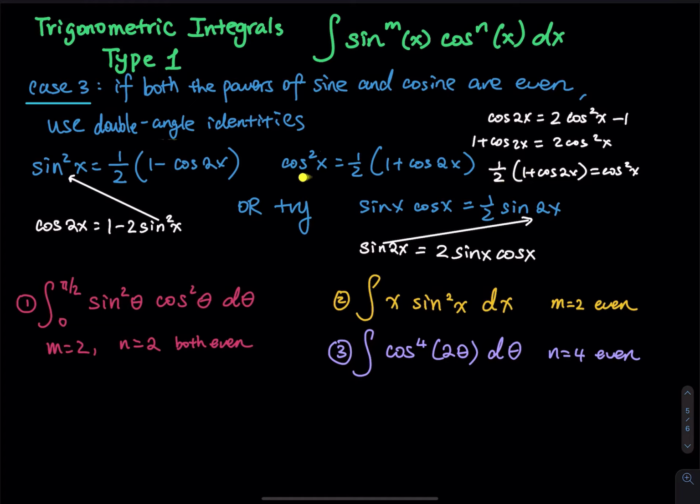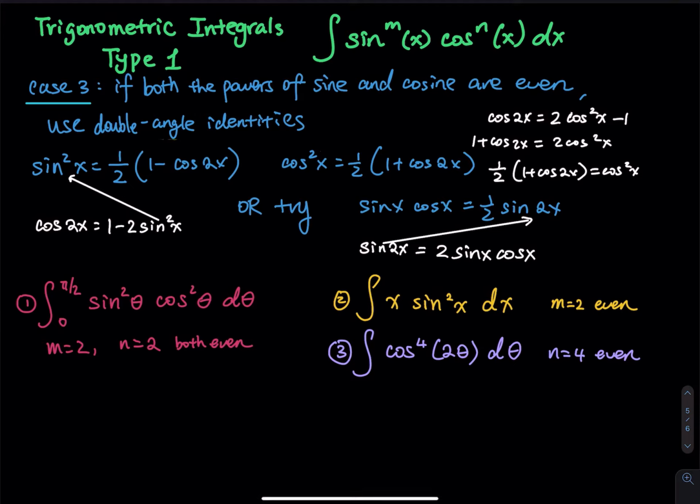If you look at the double angle identity on the left, how do we isolate sine square x? We start at cosine 2x equals 1 minus 2 times sine square x. Sorry, let me do this again. We subtract 1 on both sides, and then we divide both sides by -2. That's how we get the sine square x.